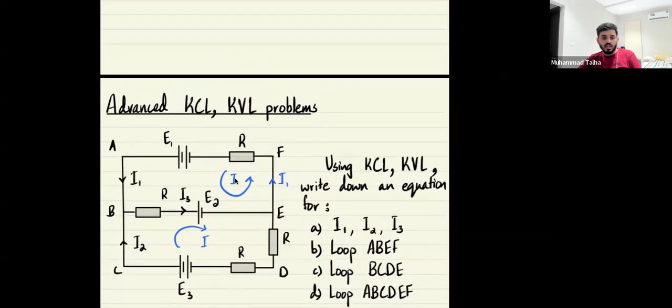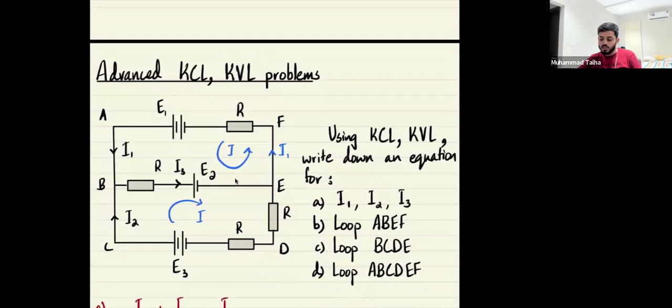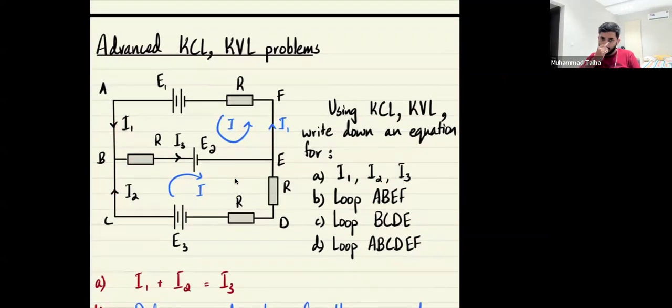This is a KCL KVL problem, whoever was requesting this. So using KCL KVL, write down an equation for I1, I2, I3. All of this in black is provided as a part of the question. So you have I1 flowing in, I2 here, and I3 is here. So you can see sum of currents entering should equal sum of currents leaving. So I would say I1 plus I2 equals I3. Next, loop A, B, E, F.